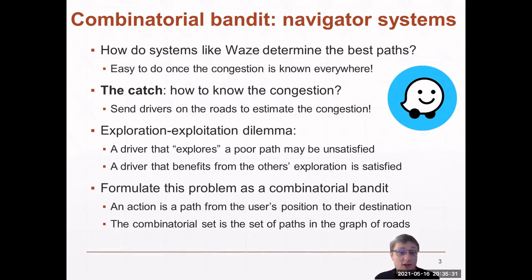On the other hand, if a driver can benefit from the exploration that all the other drivers did, then this driver will be really satisfied because they will have excellent commute time, but they won't really be useful for your ecosystem because they won't provide a lot of information for other users. This problem can be formulated as a combinatorial bandit. In that case, what you want to take is an action that is a path from the user's position to the destination.